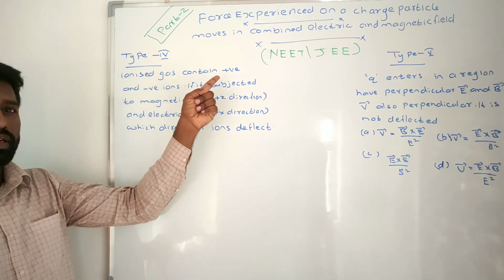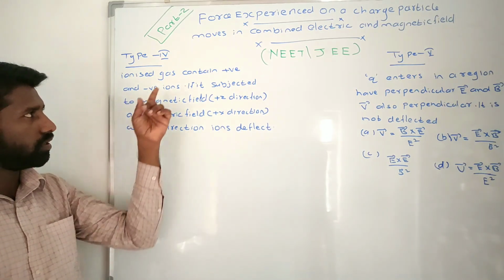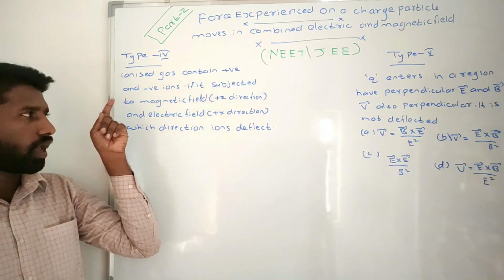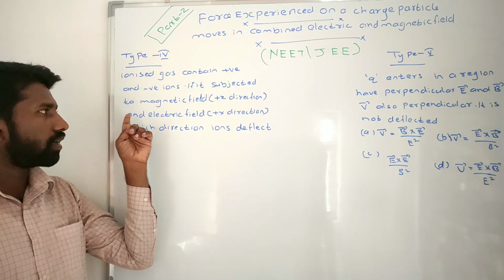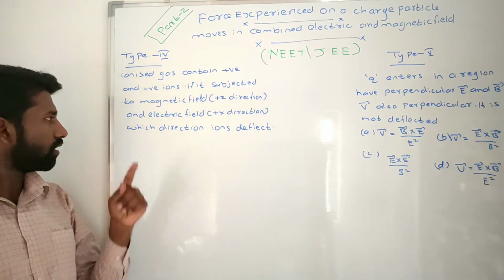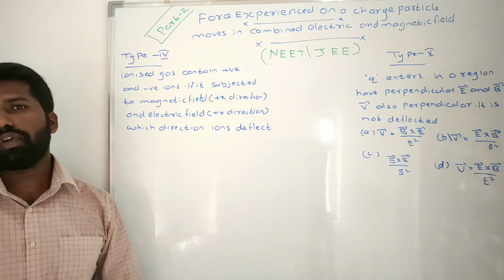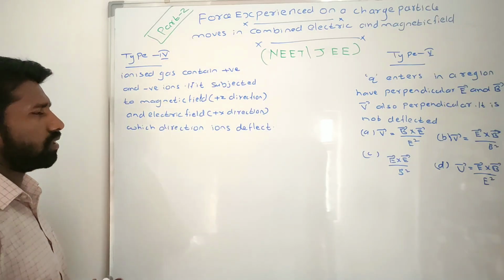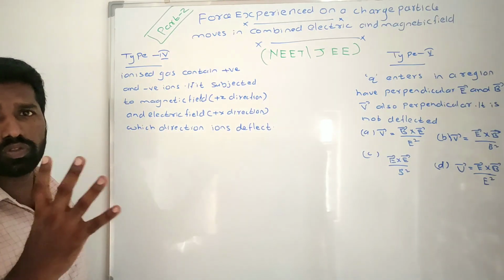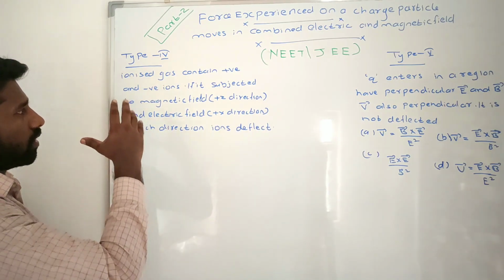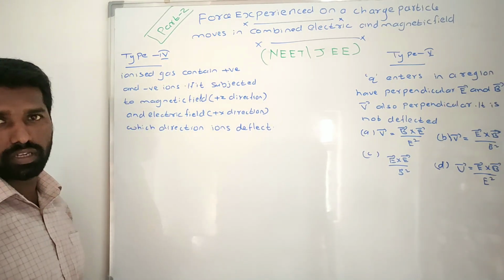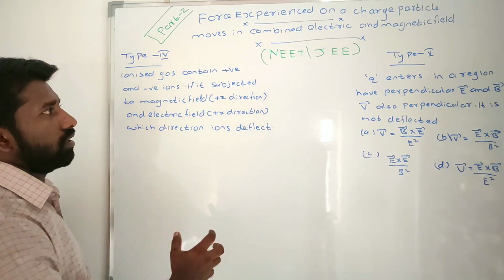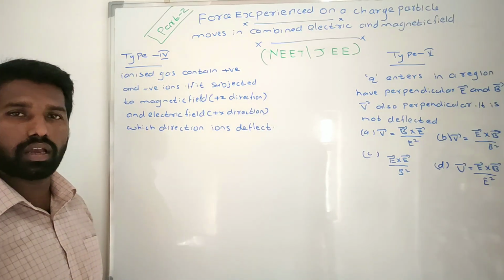Then the type 4. An ionized gas contains positive and negative ions. If it is subjected to a magnetic field acting in the plus Z direction and an electric field acting in the plus X direction, in which direction do the ions deflect? The question is saying that an ionized gas containing positive and negative ions is sent into a region where the electric and magnetic fields act perpendicular to each other. In which direction will these ions move?